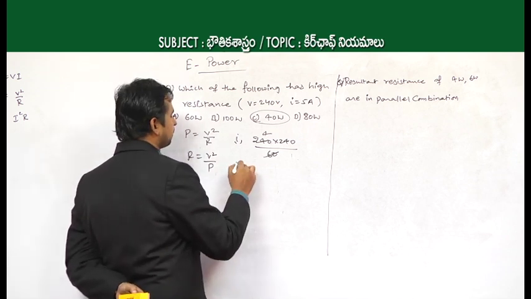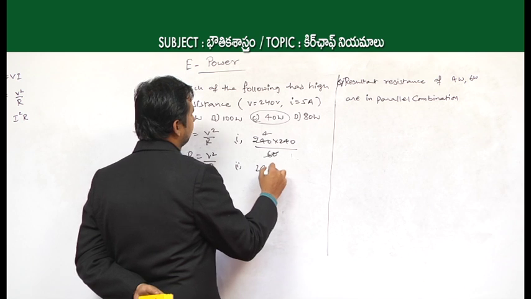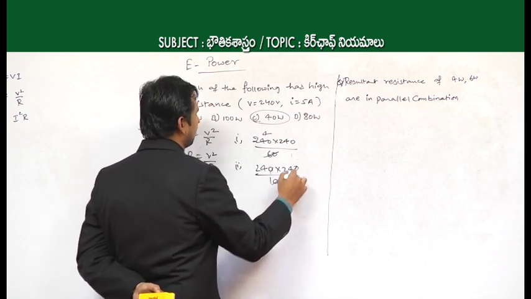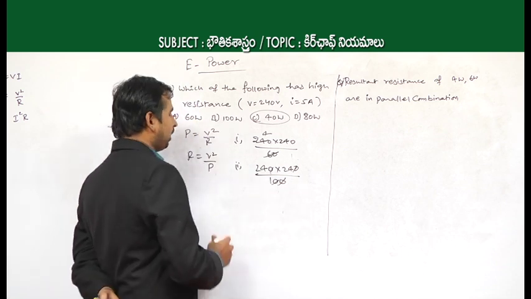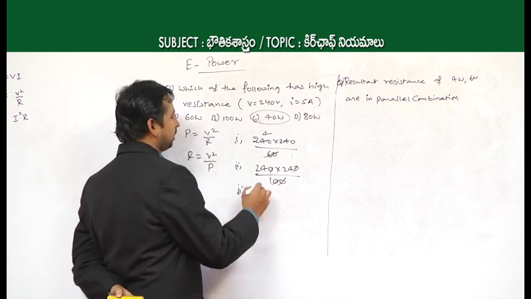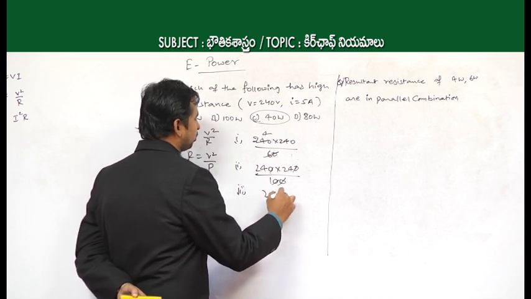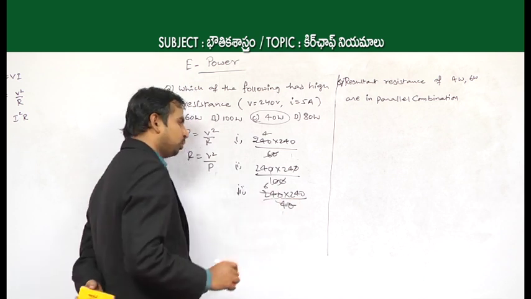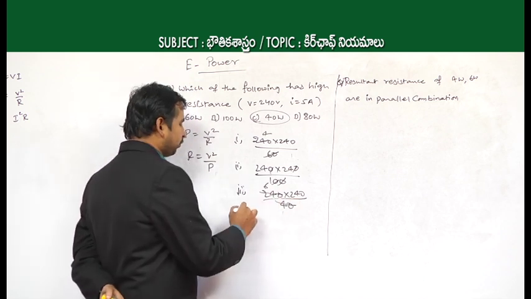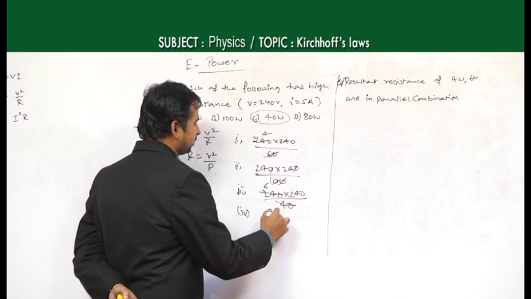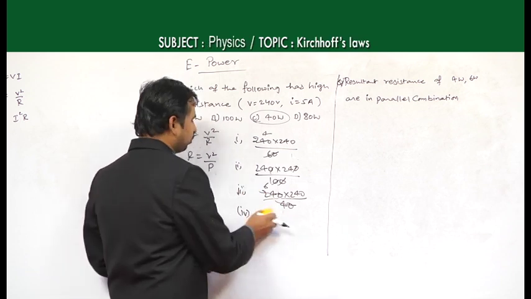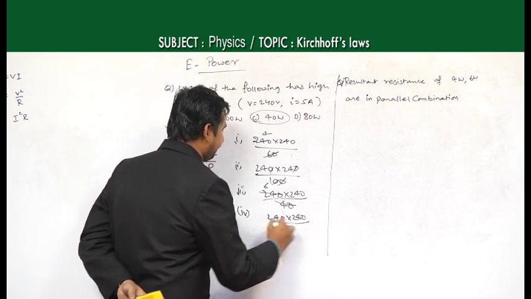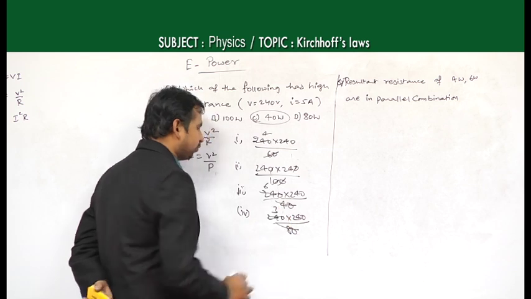For the second one, V square by P is 240 into 240 by 100, which is 24 square. For the third case, which is our answer, 240 into 240 by 40, which is 6 into 240. And for the fourth case, which is 80 watts, it is 240 into 240 by 80, which is 3 into 240.